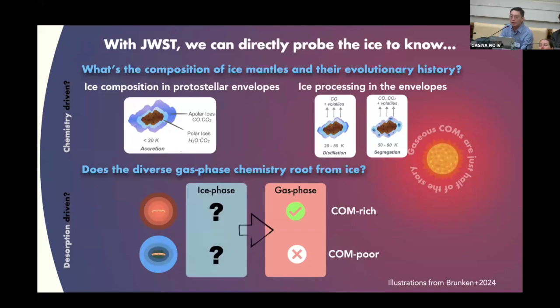But what we really want to know is whether these diverse gas phase appearances are actually coming directly from the ice. Does the ice phase also have these kinds of differences that we infer from the gas phase? With JWST, I think we can directly tackle these questions and really figure out whether this inheritance is actually there or not.